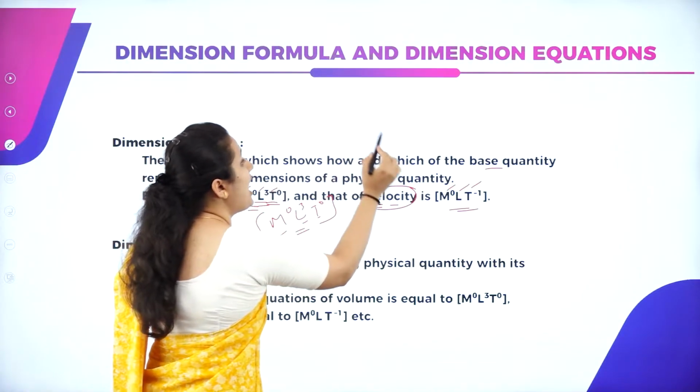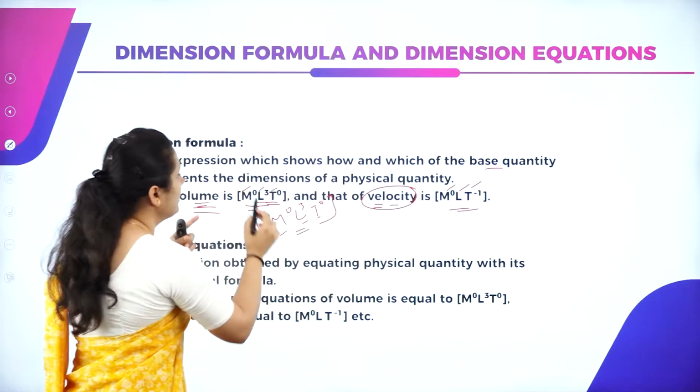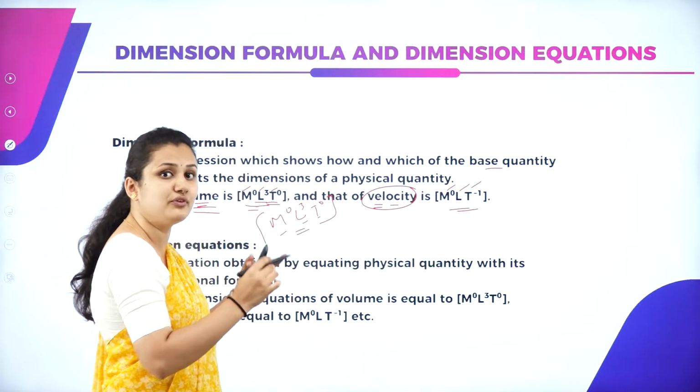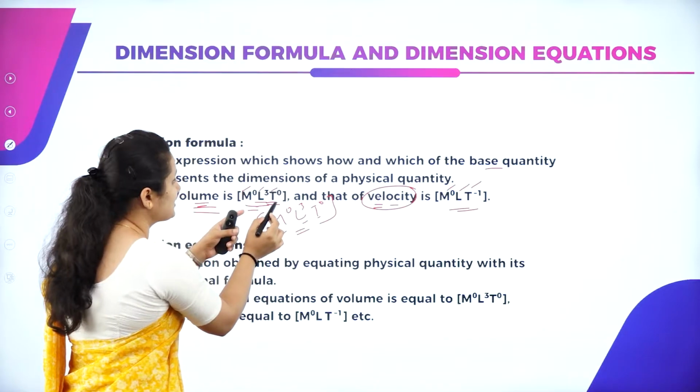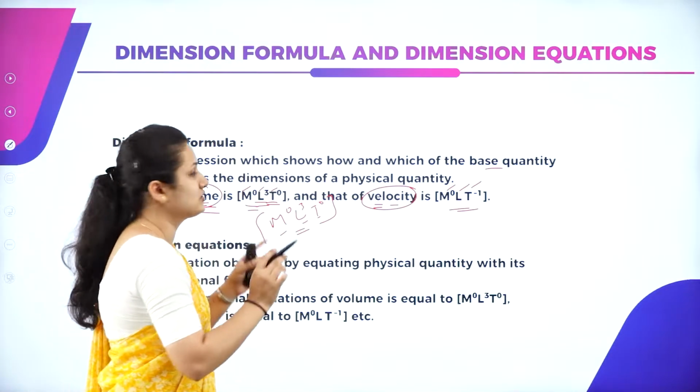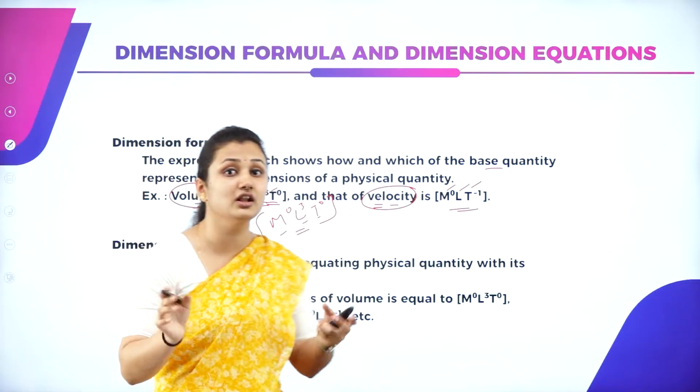Expression which shows how and which of the base quantities. So, how and which of the base quantities here? Mass, length and time. They are the base or fundamental quantities that are representing the dimension of a physical quantity, volume. So, this is what you mean by dimensional formula.